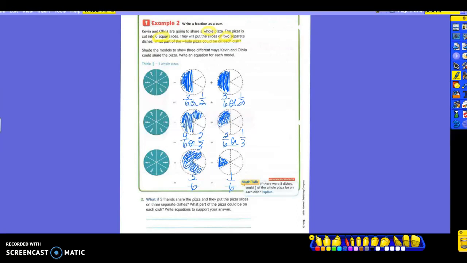Elena? So 2, 2, and 2, correct? So let's just do the equation for that. So tell me the fractions, please. If it's 2 pieces, what's my fraction?